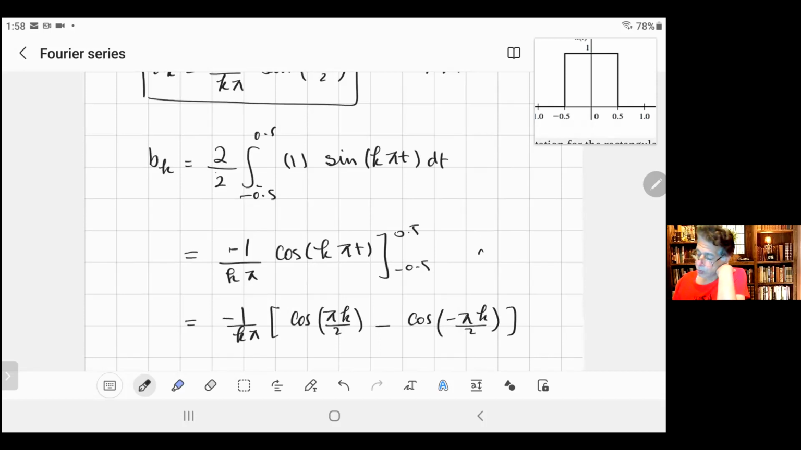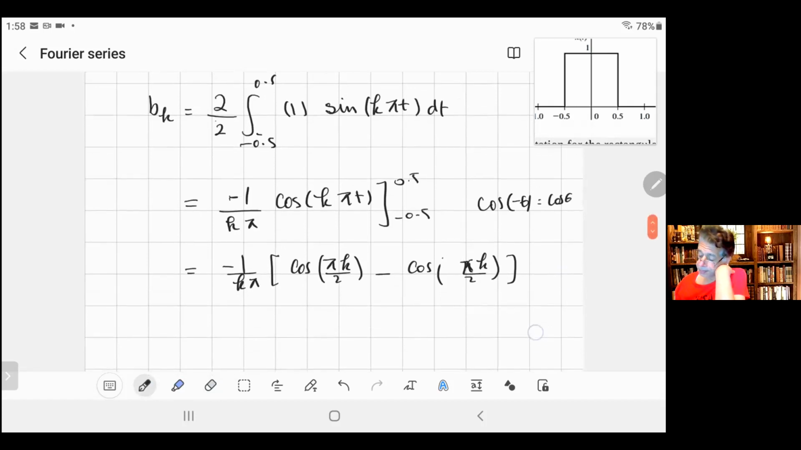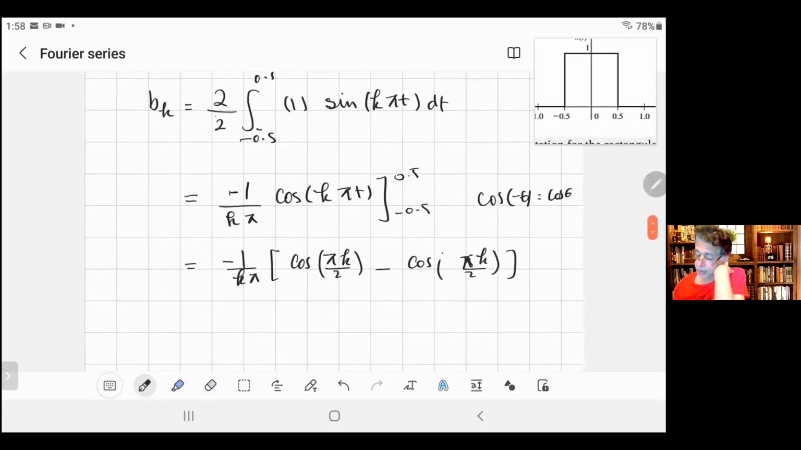And you know that cosine minus theta is the same as cosine theta. So you can just delete this negative sign. It doesn't make any difference with the cosine. Now if you subtract, they are the same, so they will cancel each other. So it'll be equal to 0. What you get is that you don't have bk.